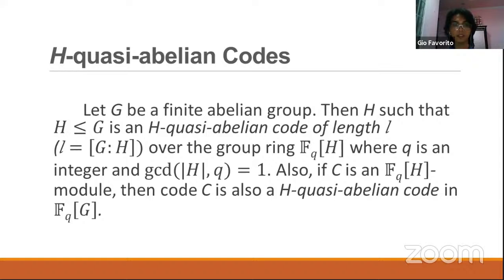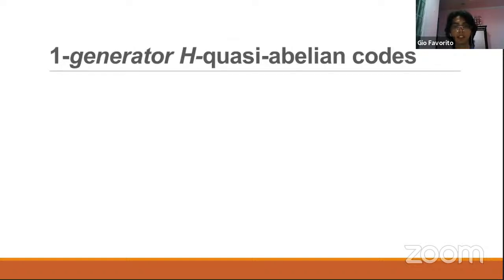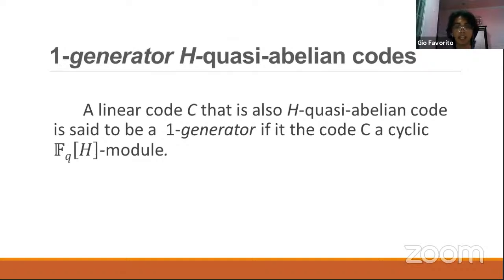So if C is a Galois field of order Q group H module, then code C is also an H quasi-abelian code in the Galois field of order Q in G. The module here means C is closed under addition and multiplication by the elements of our field, the Galois field of order Q. A one-generator H quasi-abelian code is a linear code where the code is a cyclic Galois field module.